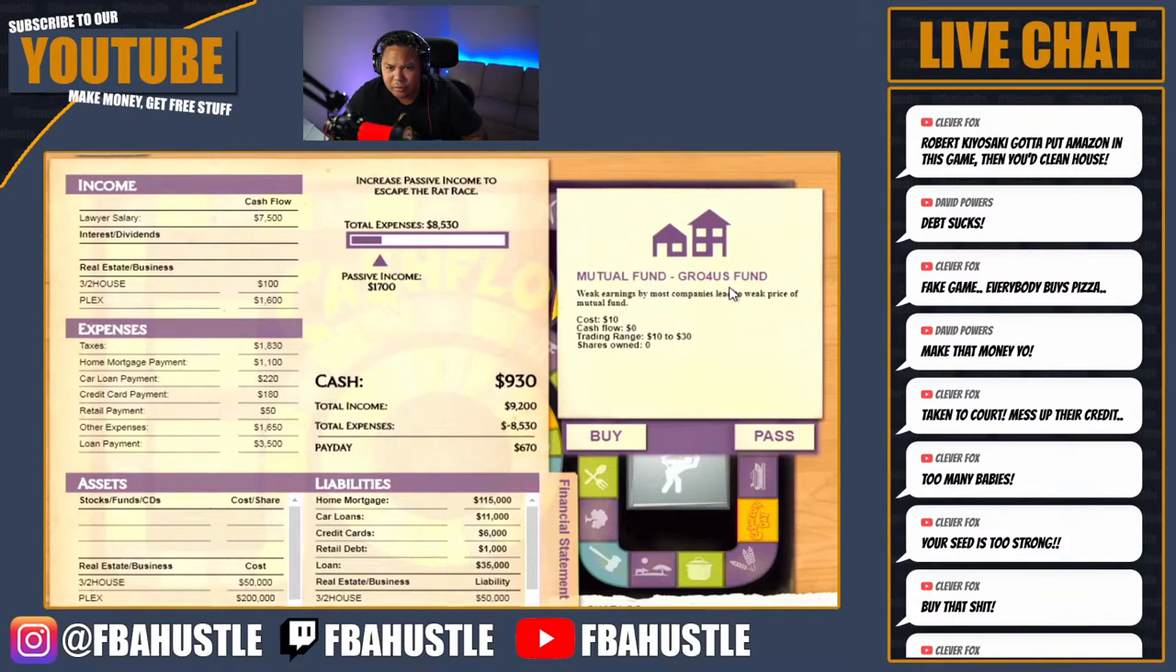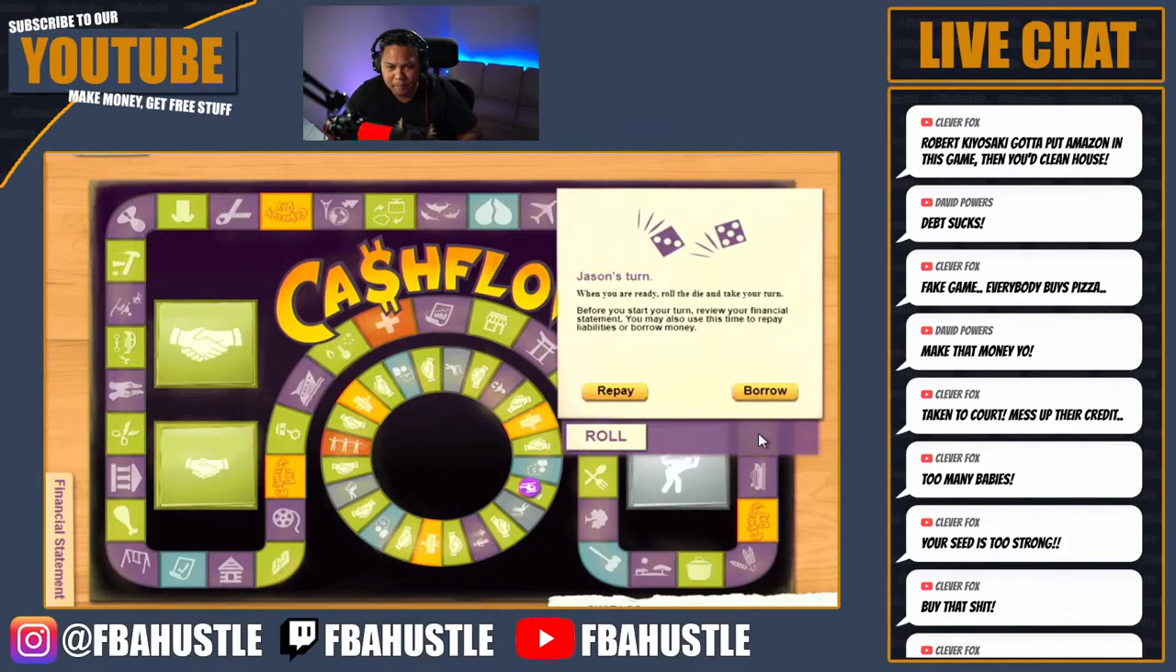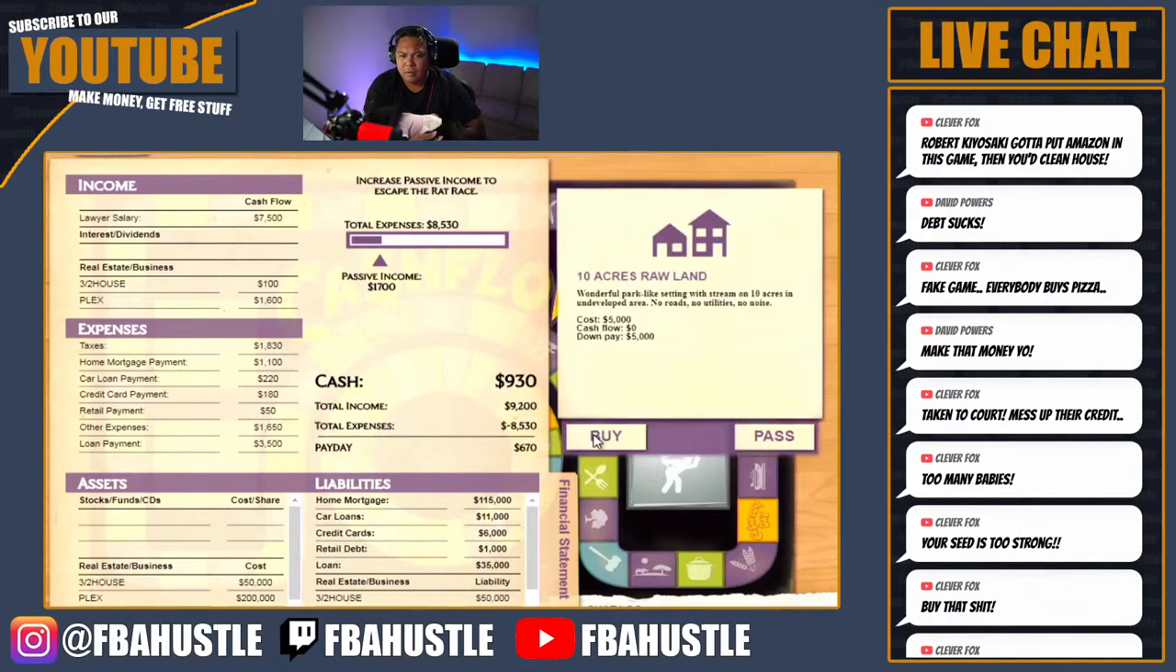Mutual fund grow for us. It's on the low end. Man, we gotta save money. Right? Save money? Okay, we'll pass. Alright. Cash on hand, 930. Small deal. Okay. 10 acres of raw land for 5,000. I'm gonna have to pass. I don't have the cash on hand.